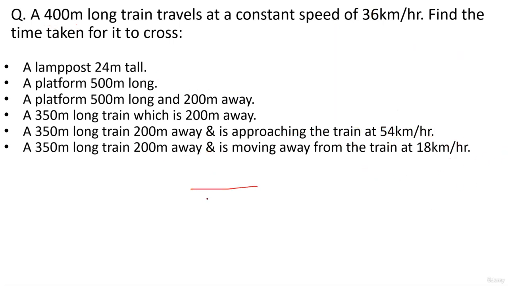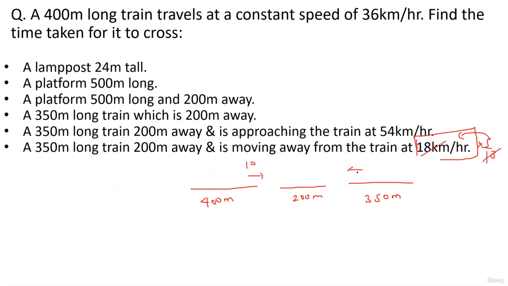Okay. So this is the first train, 400 meters long. Its speed we have found is 10. There is a gap of 200 meters between them. And the other train is again 350 meters long, whose speed is 18 kilometers per hour. Now 18 kilometers per hour, guys, we multiplied by 5 by 18 and converted to meters per second, which is 5 into 1, 5. Right?